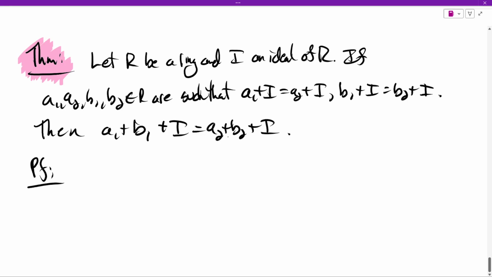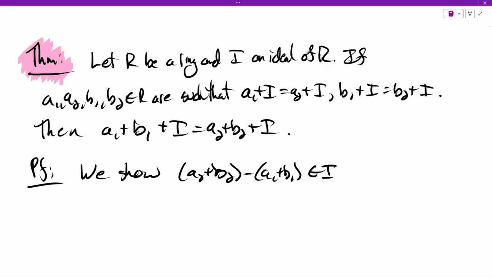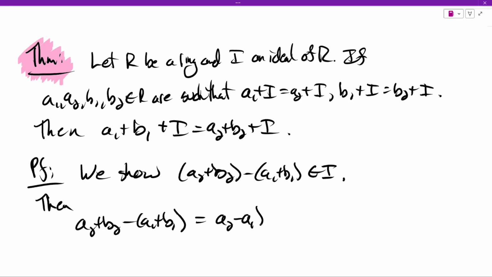Showing equality of cosets is just showing congruence modulo I. So we show that (a2 plus b2) minus (a1 plus b1) is in I, because it means the same thing. So to that end, let's write it out. (a2 plus b2) minus (a1 plus b1) is a2 minus a1, if we multiply our negative in, plus b2 minus b1.